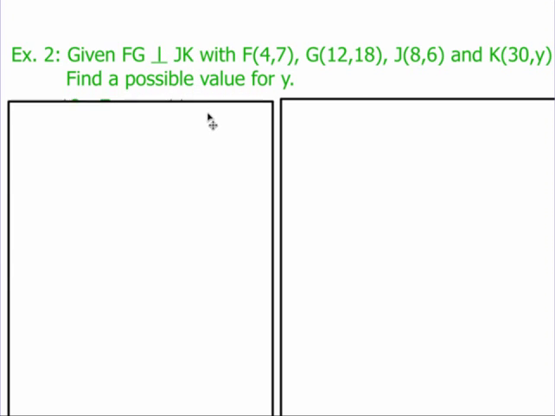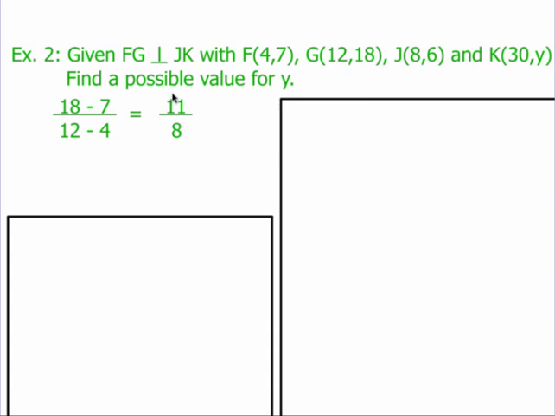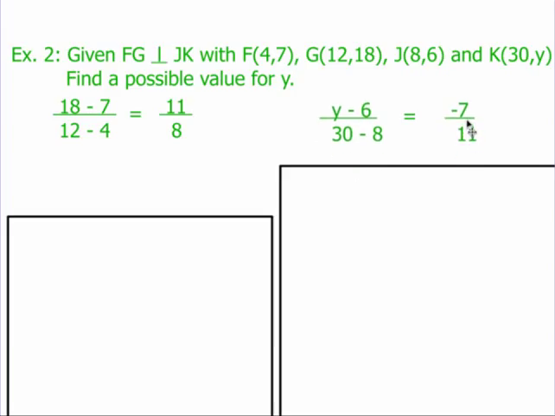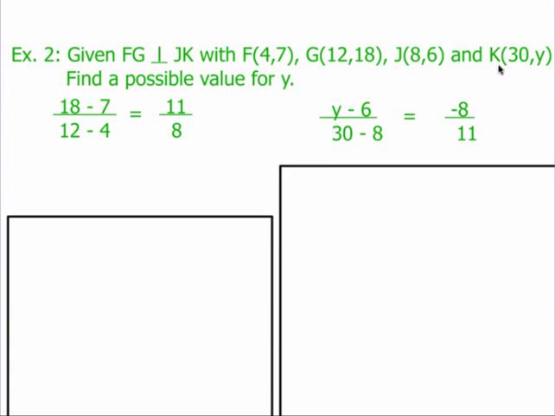So let's find the slope of FG first by plugging our numbers into the slope formula. 18 minus 7 over 12 minus 4, which gives us 11 over 8. So that's the slope of FG. Now since our lines are perpendicular, we know that JK is going to have a slope that is a negative reciprocal, which, that shouldn't say negative 7. That should say, whoa, negative 8. All right. So we know our slope's going to be a negative reciprocal. So we flip our fraction, and we're just going to make the whole fraction negative.